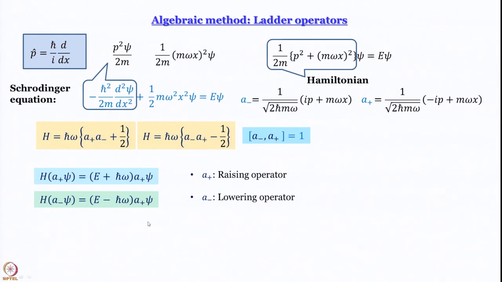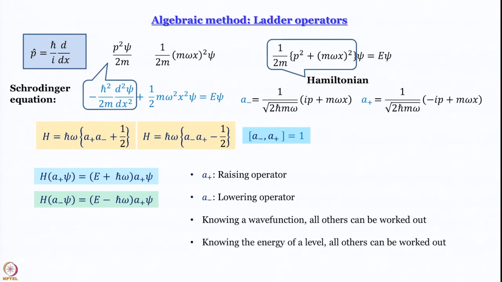Similarly, when a minus operates on psi, the eigenvalue that we get for the new wave function a minus psi, again unfortunately I have repeated the error of the last module, sorry about that, this will be a minus of course. But the eigenvalue is E minus h cross omega for a minus psi. This is a minus, please correct it in your notes, a minus. So, this is called a lowering operator. And the good thing about this is that in principle, if we know one wave function, we should be able to work out the others by going up and going down the ladder using the appropriate ladder operator. If you know the energy of one level, we can work out all others, and this is something we will do in the next 15-20 minutes, right?